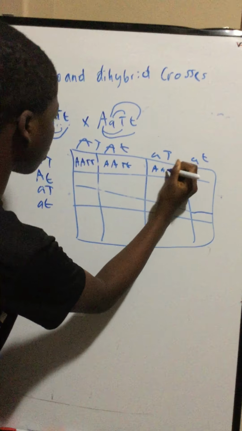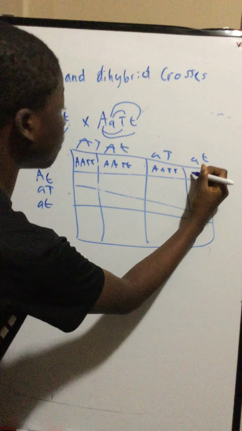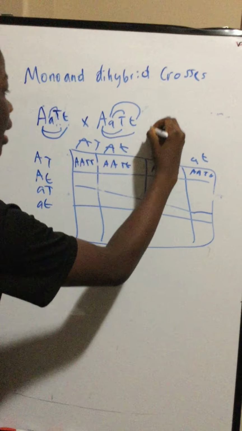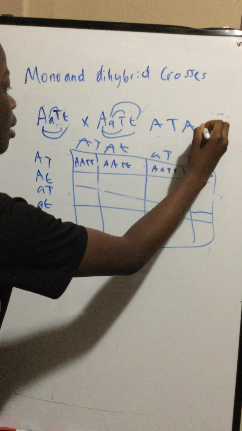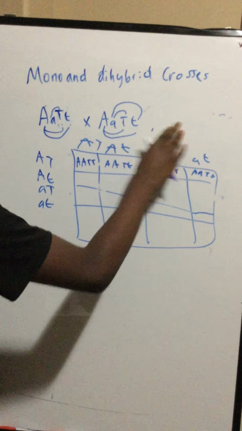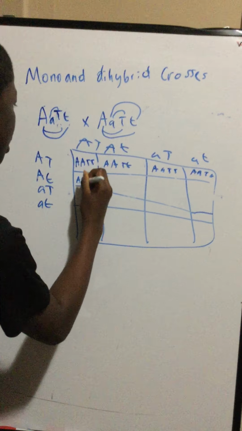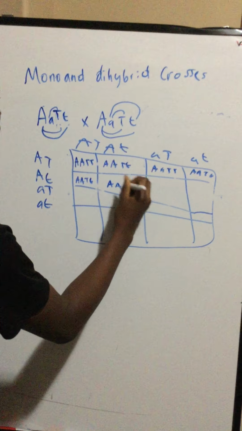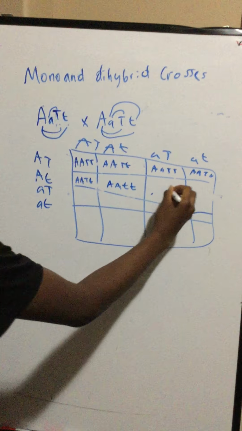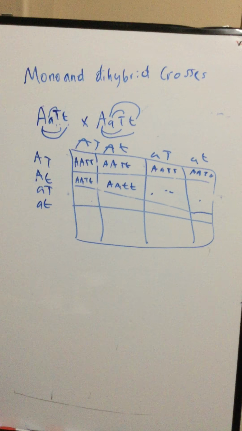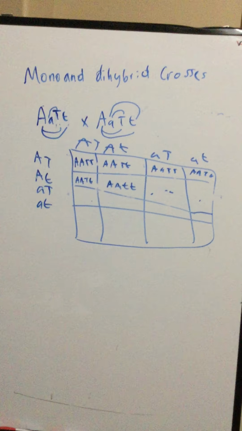I'm going to write all of these down. Make sure you don't write it like A T A T. You don't want any of this. You want to keep the letters organized by the same letters. So A T T, A T T, and etc. I'm not going to finish it off because we're not looking at any genotype or phenotype ratios, but you understand the concept or the methodology to doing this, right? So now you understand it.